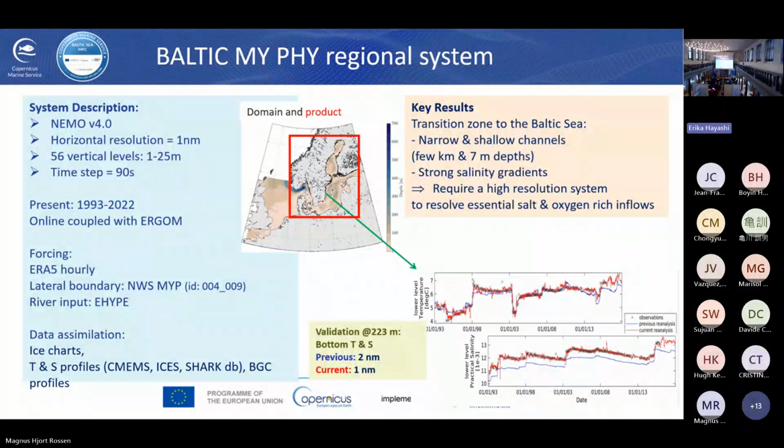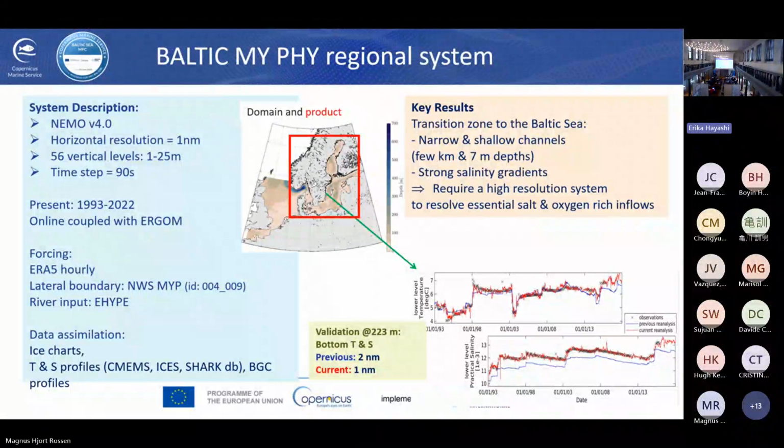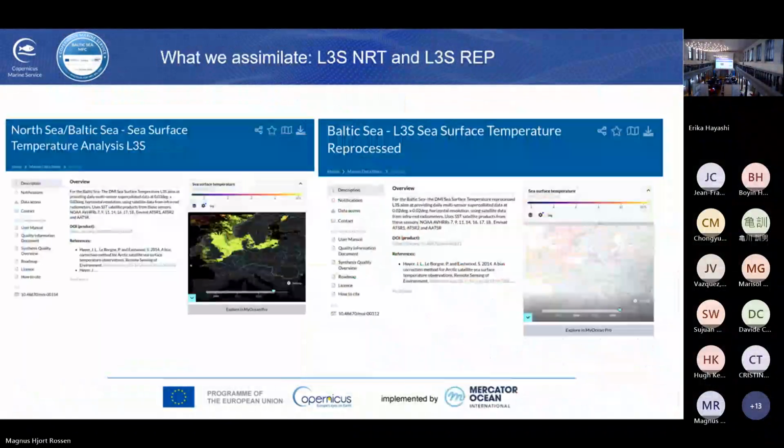And that helps to improve the physics a lot. For example, you can see that compared to the previous reanalysis that we had before, we greatly reduced the deep biases in the system. So we are tracking the observations a lot more closely, which is the key for biogeochemical variables as well. So we better model biogeochemistry because of the improved physics.